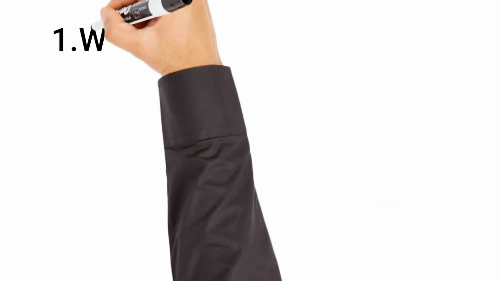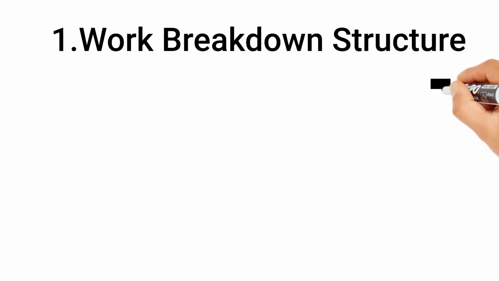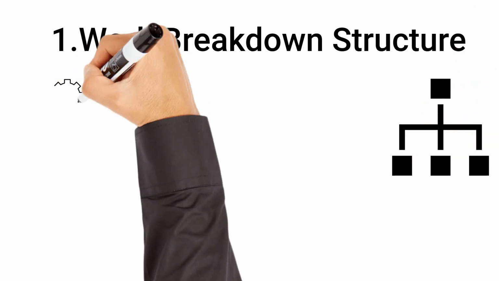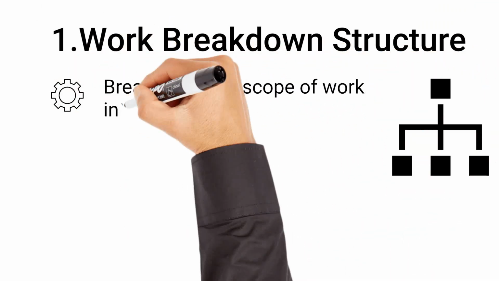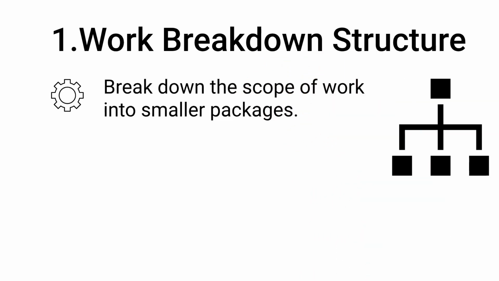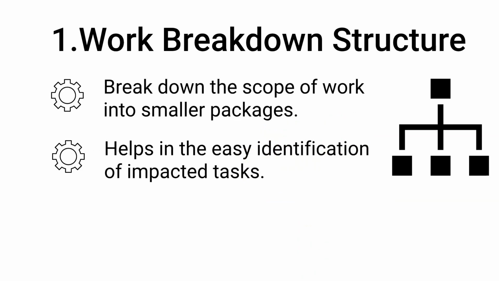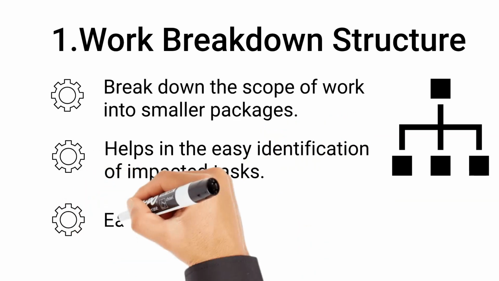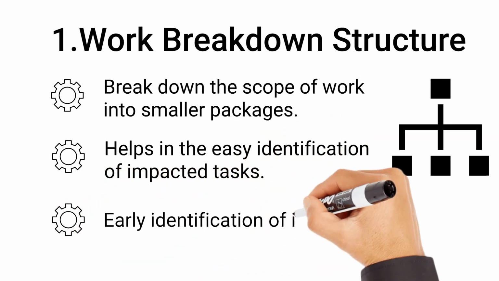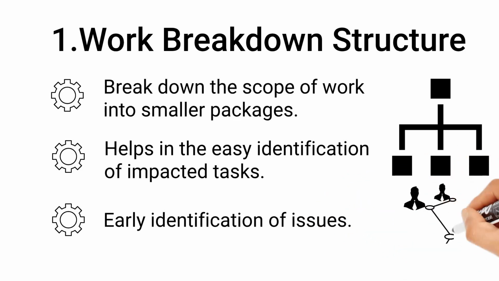The first one is the work breakdown structure. It is always advisable to break the scope of work into smaller packages of tasks, for easy verification of progress. From a project control perspective, it is much easier to detect a delayed or troubled task by looking at WBS. Also, it helps in the easy identification of tasks that are impacted due to the delays. The early identification of issues ensures the timely resolution of issues with minimum cost.